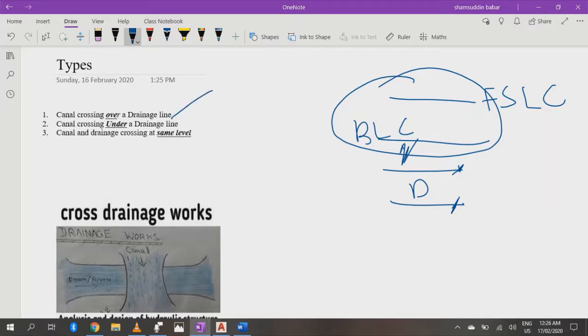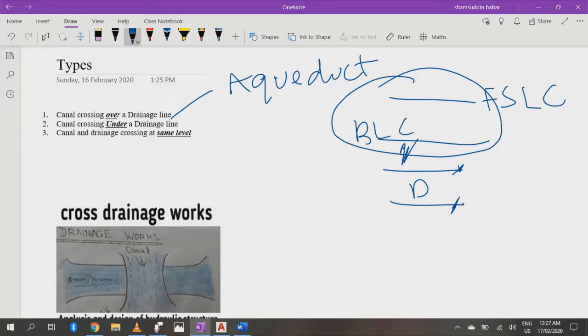In this case we usually provide an aqueduct; a structure which crosses over the drainage is known as an aqueduct. For more types and more understanding of its problem, watch the video, the link is in the description.